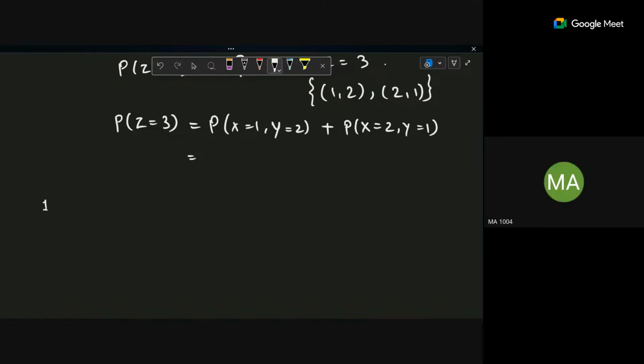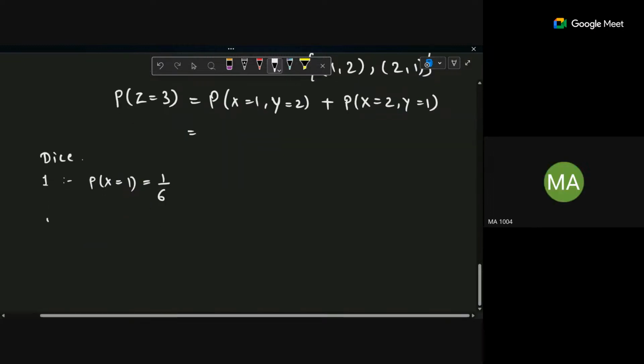Now just check your dice. How is your dice formed? There is one side with 1 on it, right? So what's the probability that X, the number on the die, is 1? It will be 1 by 6. How did 1 by 6 come? Total possible outcomes are 6 and favorable outcomes are 1. Right. Now, your dice is designed so that two faces of the die have number 2 on them.